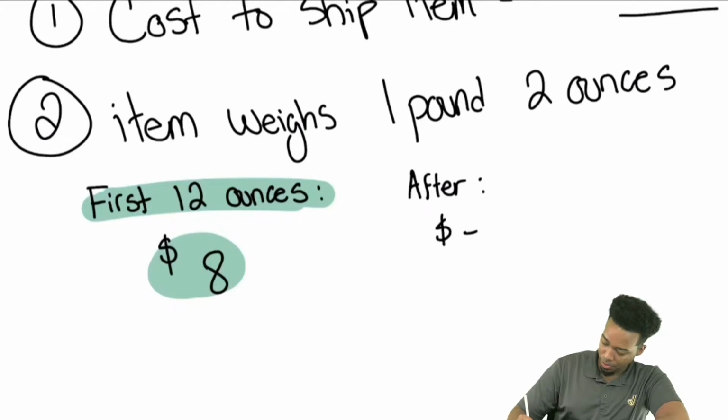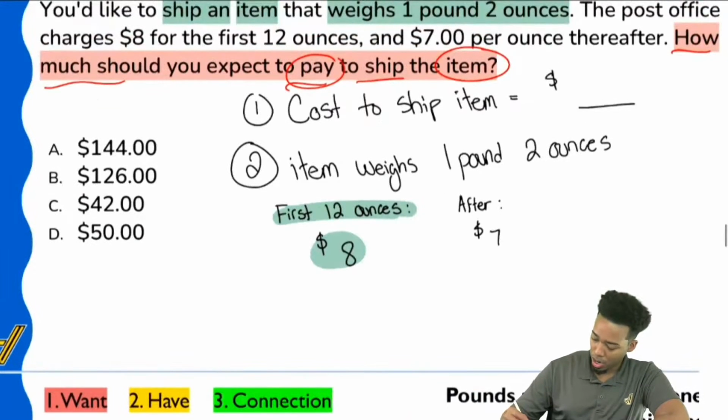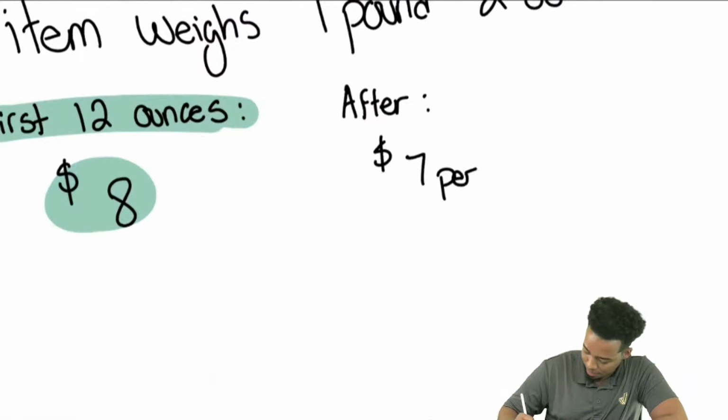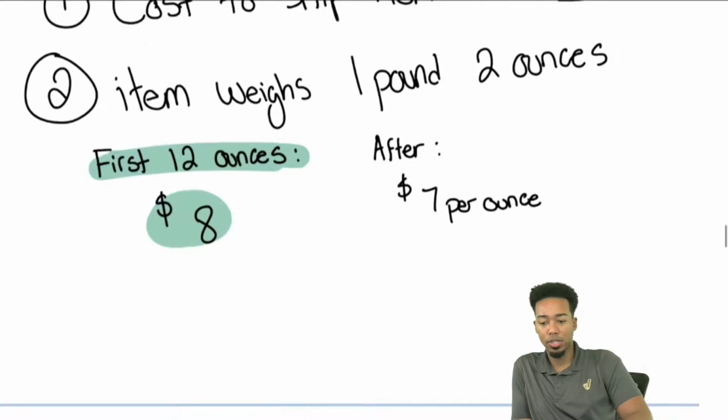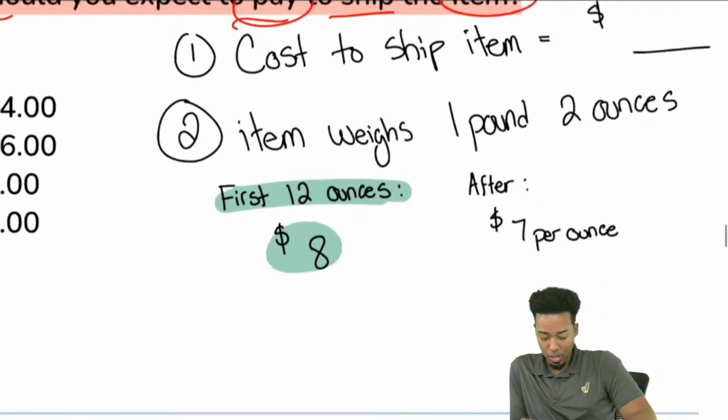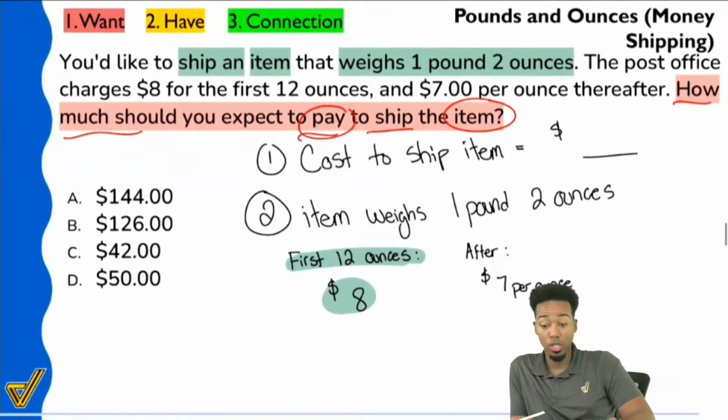it said $7 per ounce. This is mighty expensive, but whatever. It is $7 per ounce thereafter. Yeah, they charge a lot by the ounce, I know, but there it is. So with that said, boom, you're good.